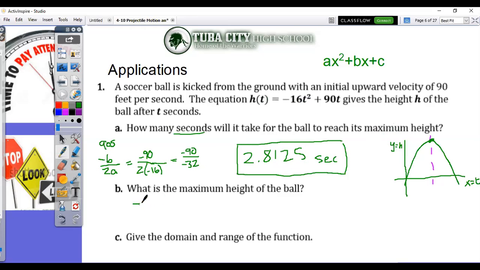So plug it in. So negative 16 t squared, which is 2.8125 squared, minus, actually in this case I need plus here, 90 times t. And again, t is time in seconds. And what I'm doing by plugging in 2.8, I'm not going to say the whole number every single time, is asking the function, where is the ball in 2.8 seconds? That's what I'm doing.